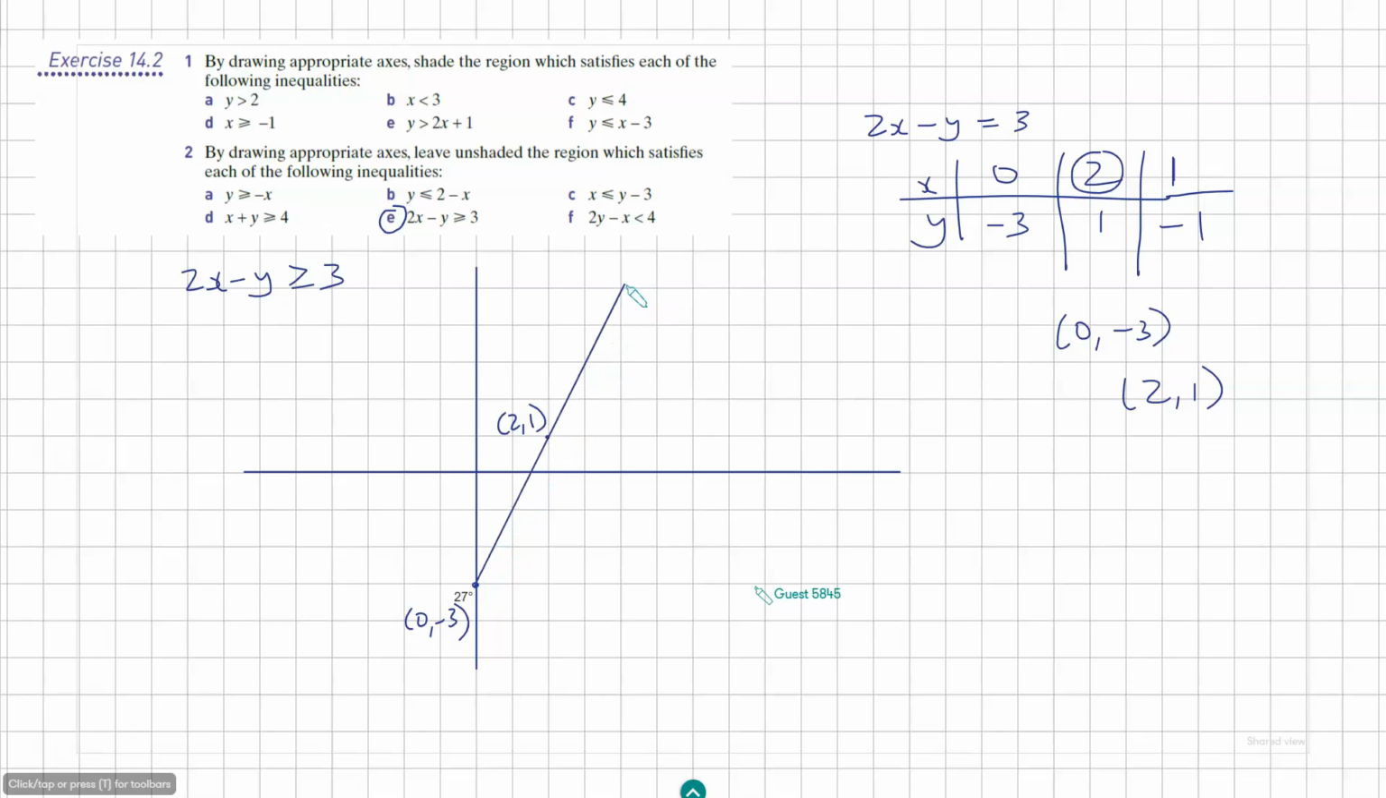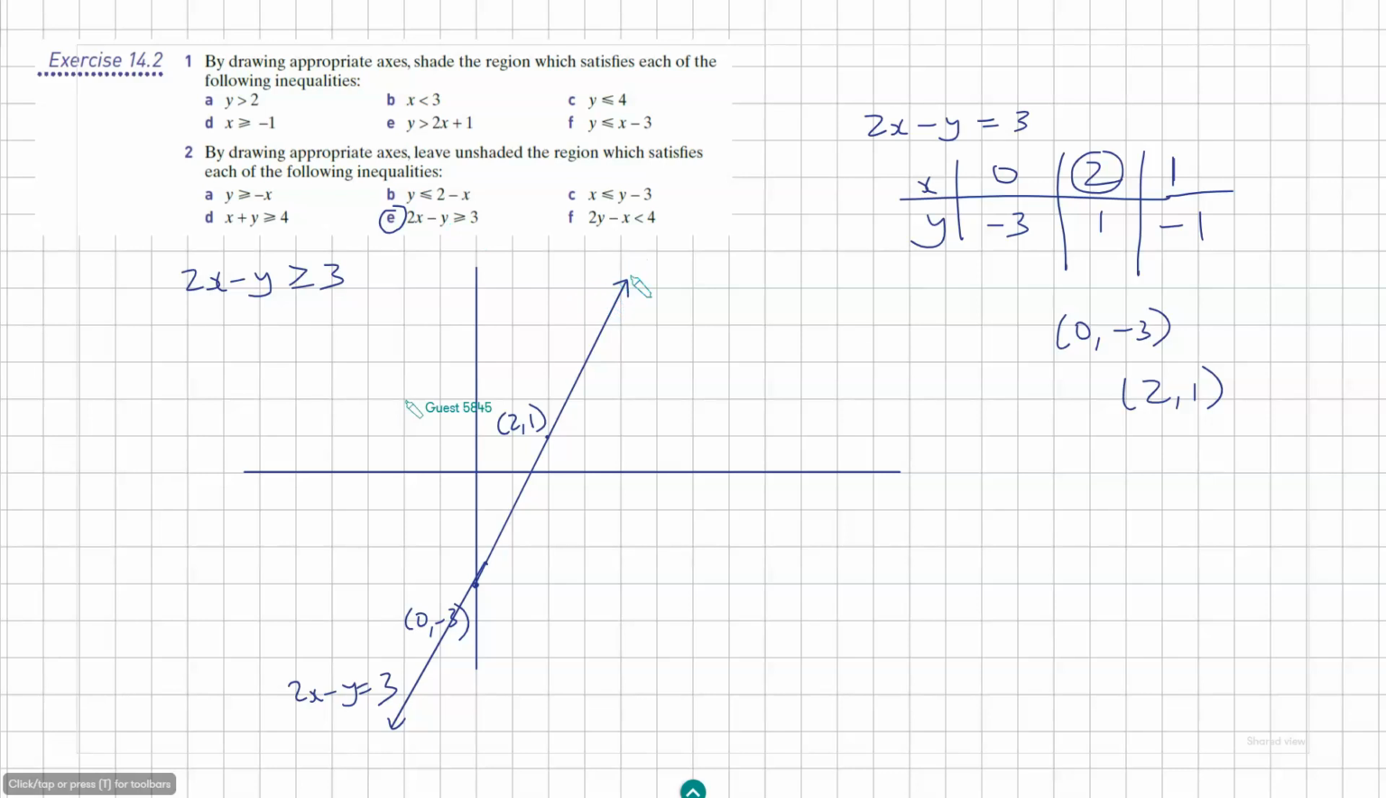So what does this line represent? 2x minus y equal to 3. Okay, so the equation of this line is 2x minus y equal to 3. Your inequality is 2x minus y greater than or equal to 3, so it is a solid line. Is the solution above or below?